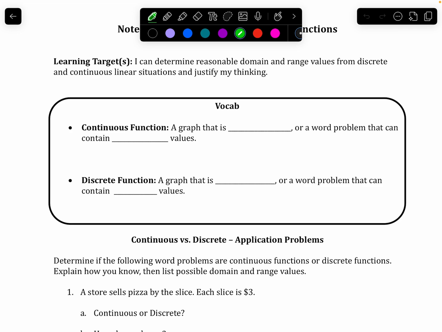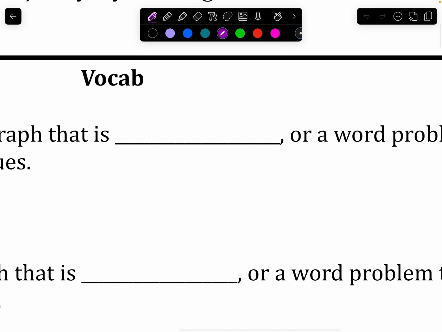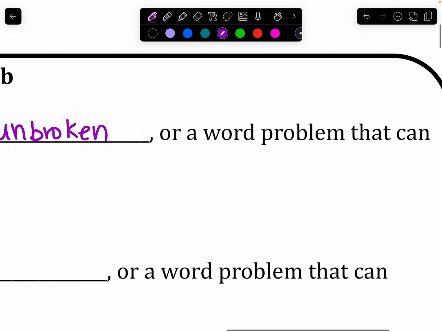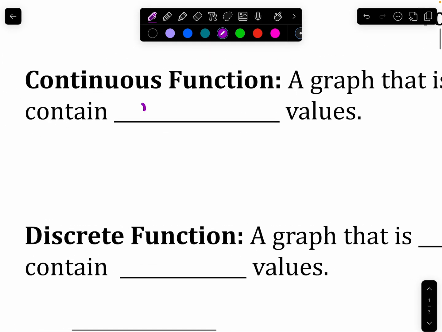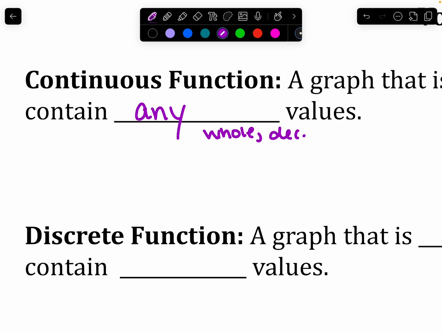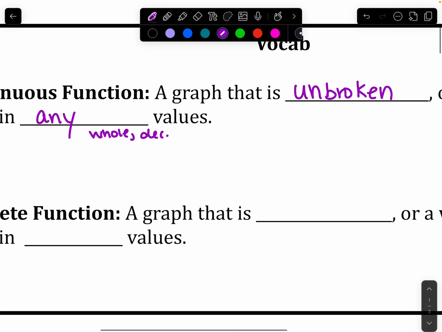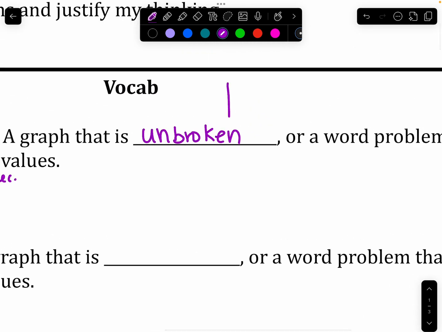So a continuous function will be a graph that is unbroken. Your graph is unbroken. And your word problem will contain any value. So when I say any value, I'm talking about whole numbers. I'm talking about decimals, things like that, okay? So an example of a continuous graph would be something that looks like this, okay? Your most basic line graph would be a good example of a continuous function.